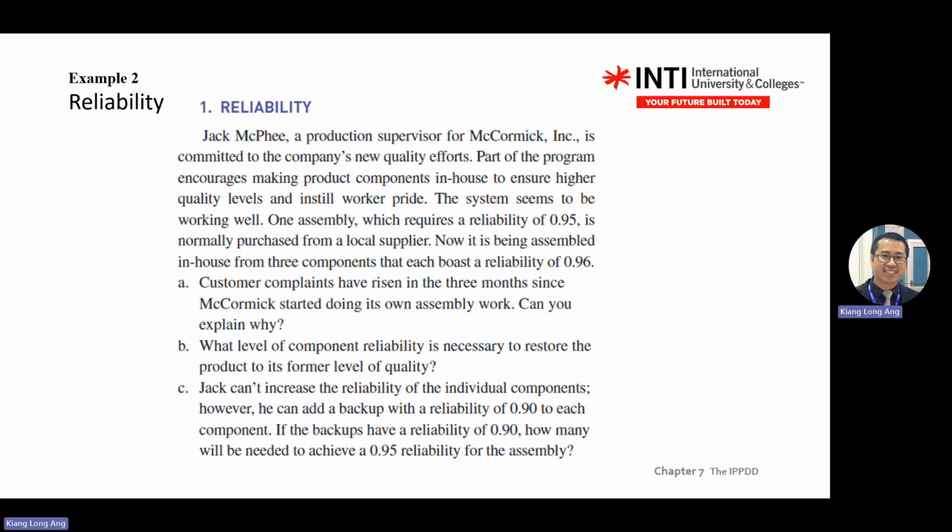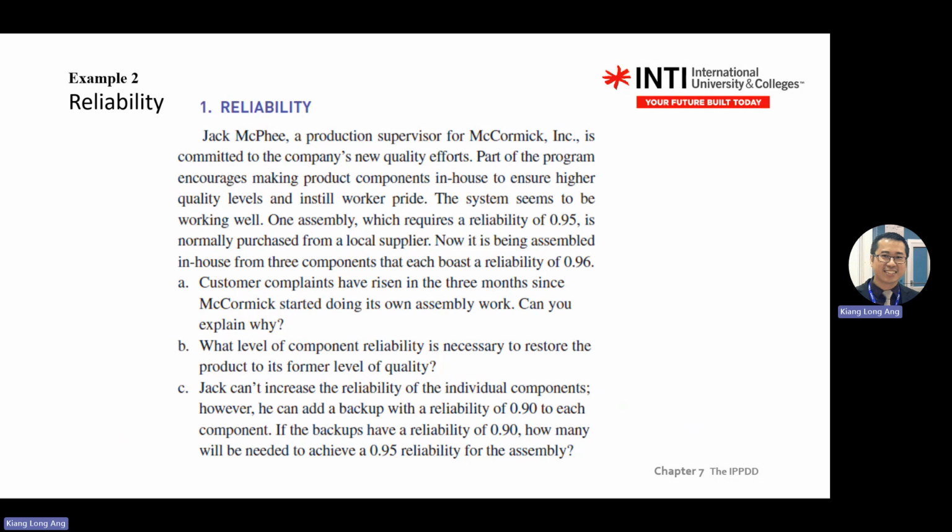0.983. So for question 2, each component reliability should be 0.983 or 98.3% to meet the total system reliability of 95%. Okay. Number 3, Jack can't increase the reliability of individual components. However, he can add backups with a reliability of 90% to each component. If the backup has a reliability of 90%, how many will be needed to achieve 98% reliability of the assembly?